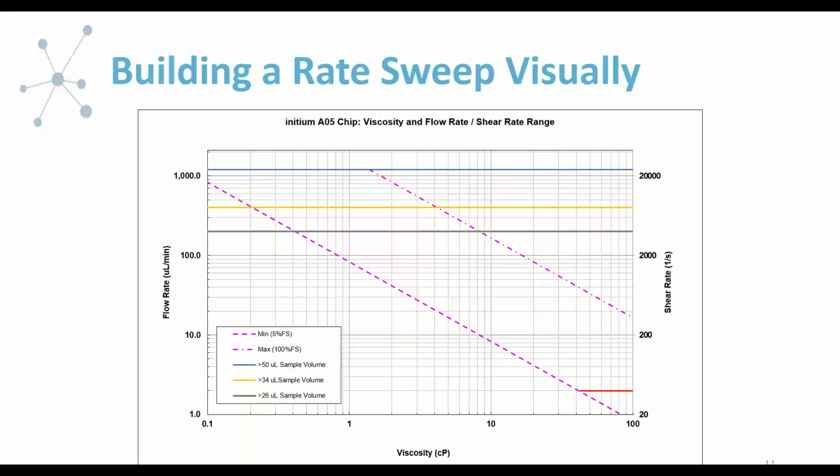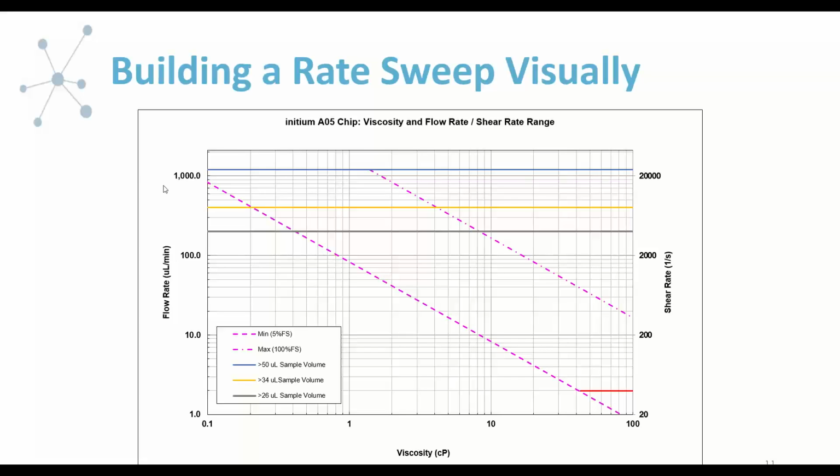Another tool that we provide to you, our customers, is also more of a visualization of a rate sweep. So here we have this visualization for an A-chip. This purple dotted line here is the minimum 5% full scale of the A-chip. Over here is the maximum. And then this red line is 2 microliters per minute.